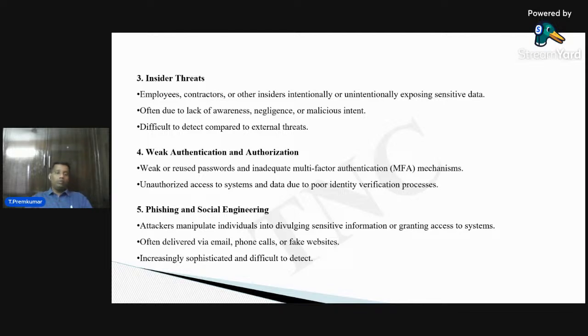The next one is weak authentication and authorization, that is, weak passwords as well as reused passwords and inadequate multi-factor authentication mechanisms. When multi-factor authentication keeps asking, we can restrict data access by using it. At one particular point, it gets reused as well as weakened.